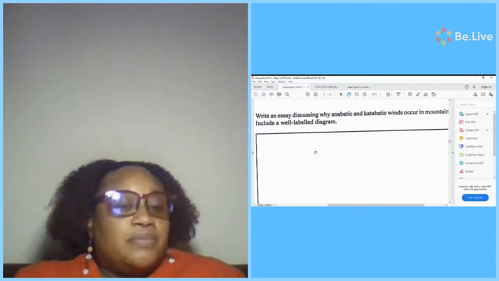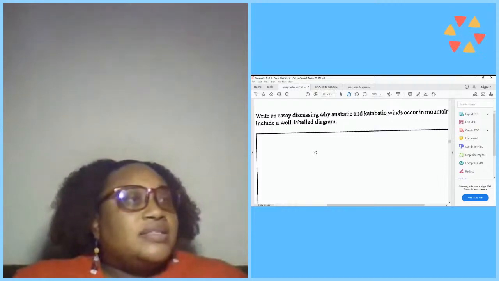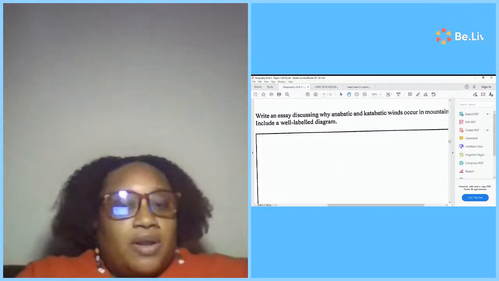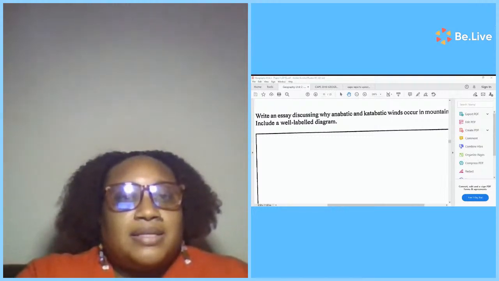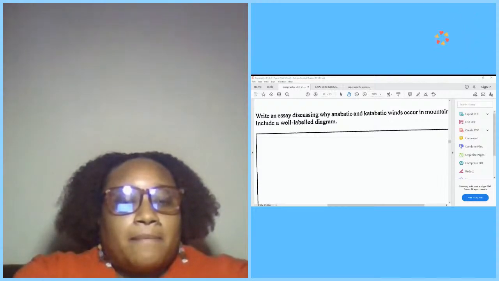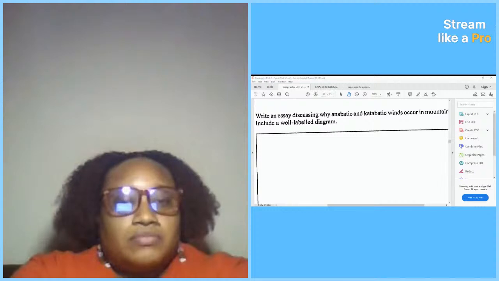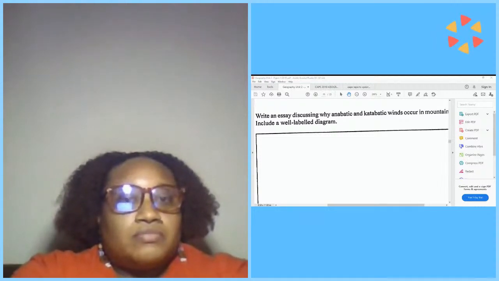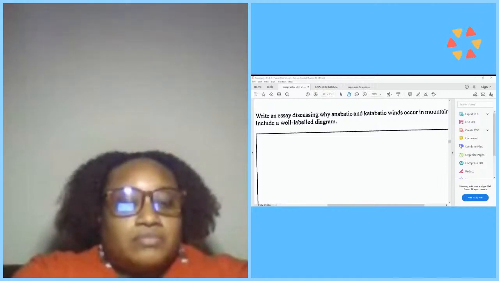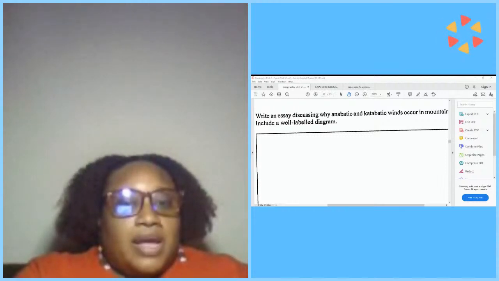So that is the main difference between anabatic and katabatic winds, and you have to learn to draw the diagram. Do you all understand that? Let me know if you all understand the difference between anabatic and katabatic winds, please. Okay, excellent.